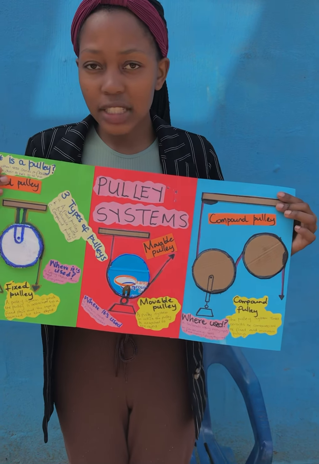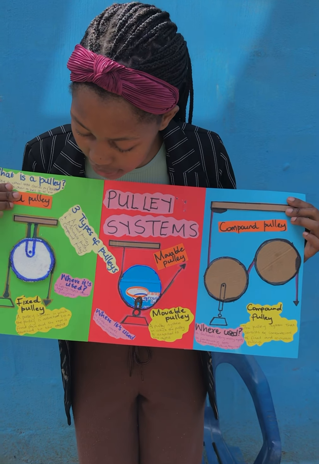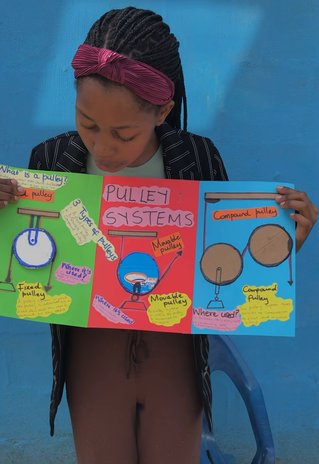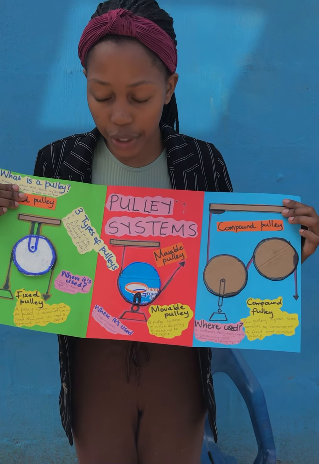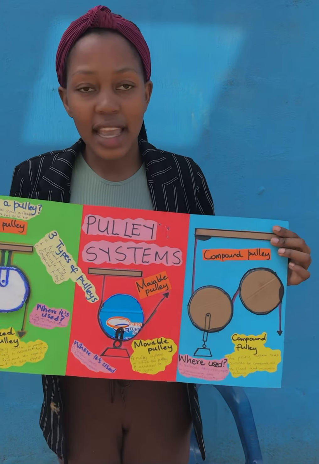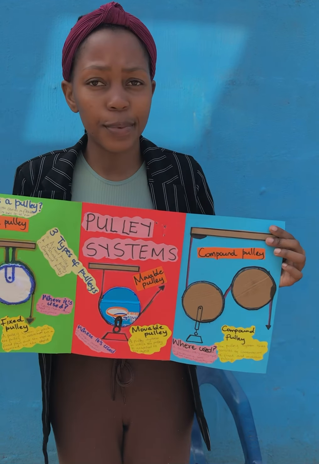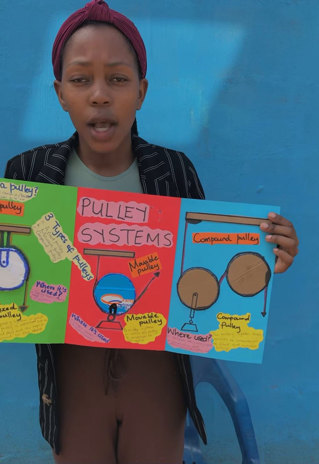And a fixed pulley, where is it used? It is used for lifting objects above the head, and they are used basically everywhere.